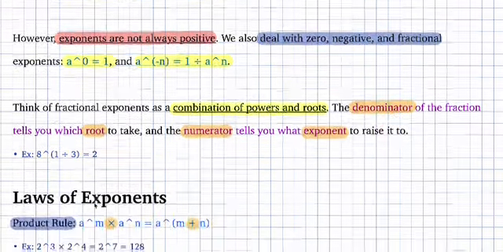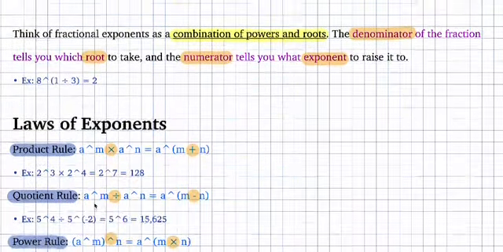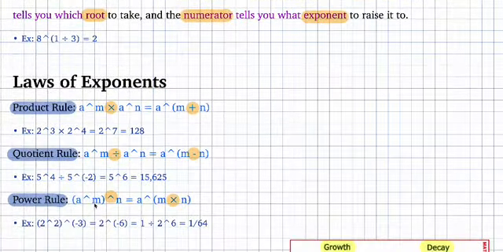Let's talk about some more laws. The exponents follow specific rules, which make calculations easier. Let's go through them one by one. The product rule. A to the power of m multiplied by a to the power of n is a to the power of m plus n. For example, 2 to the power of 3 times 2 to the power of 4 is 2 to the power of 7, because 3 plus 4 is 7, and this gives us the value 128.